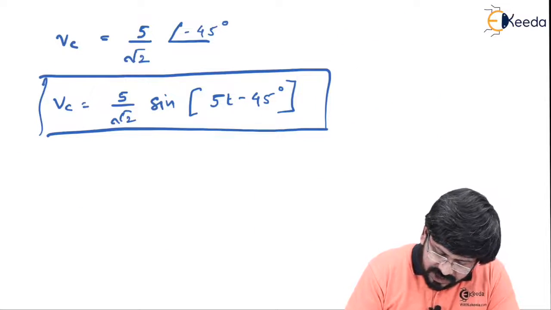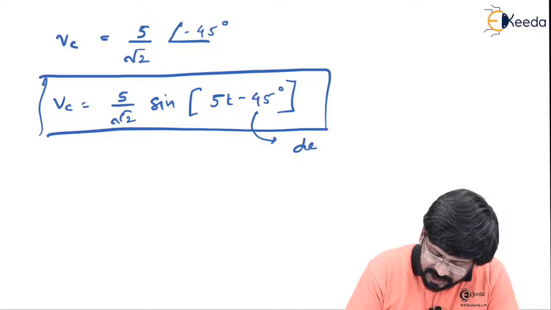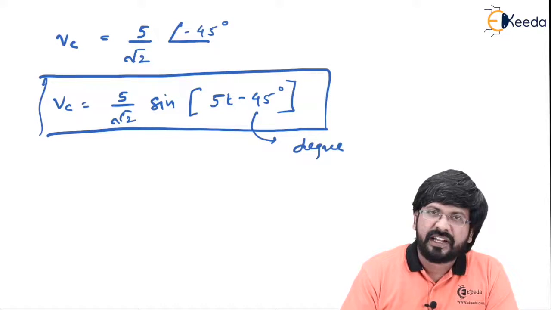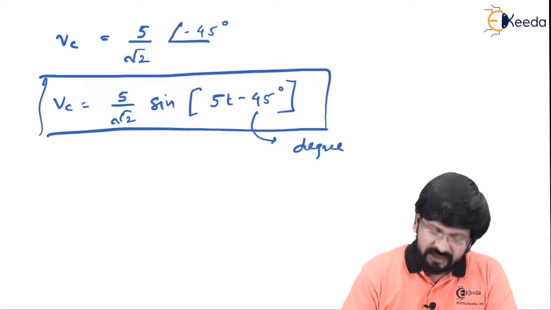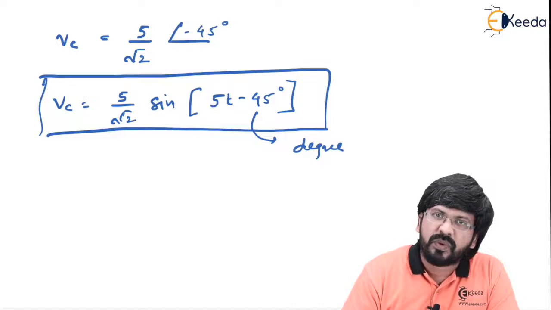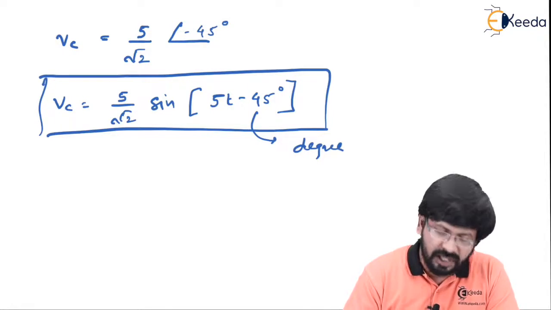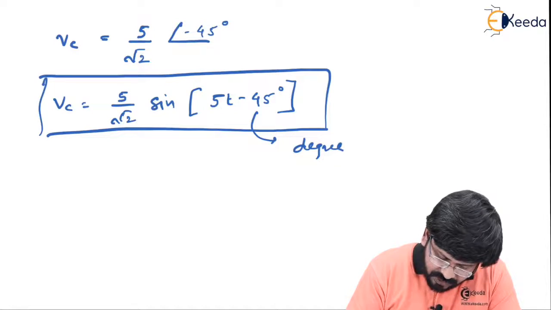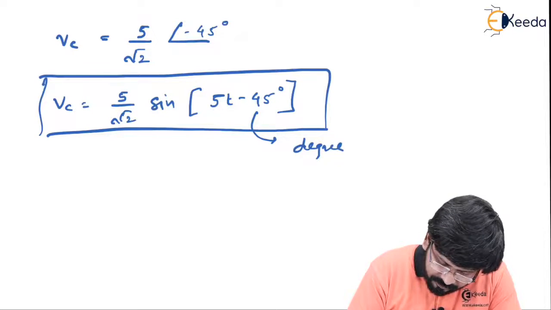What we have is phase angle minus 45 degree. It means it is in terms of degree. And in the options, the angles are given in terms of radian. So we need to convert degree to radian just to see which answer is correct. So I'll just tell you how to convert it.